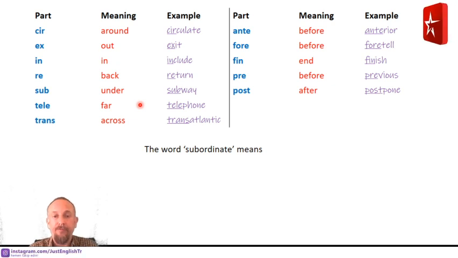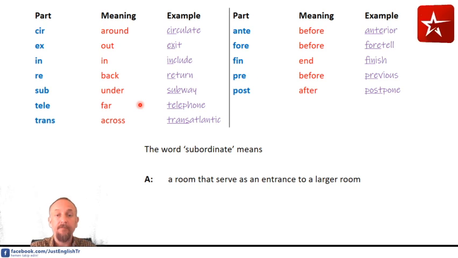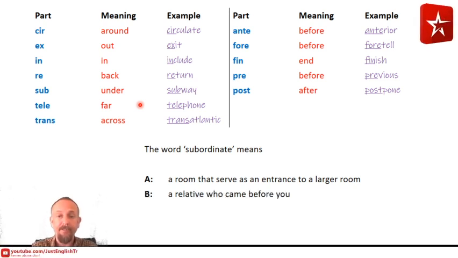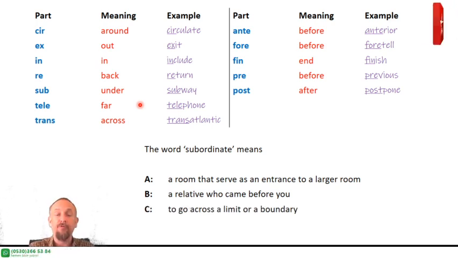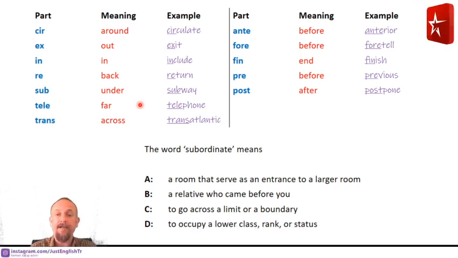Let's move on to the word subordinate. So does it mean A, a room that serves as an entrance to a larger room? B, a relative who came before you? C, to go across a limit or a boundary? Or D, to occupy a lower class, rank or status? It's not status, status.